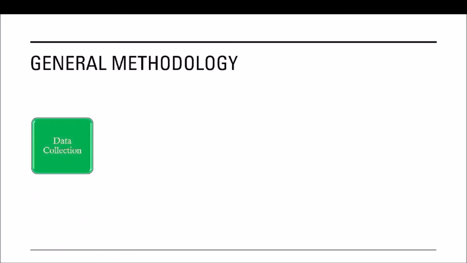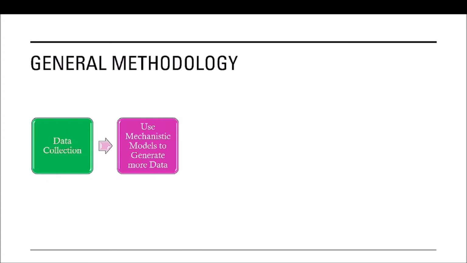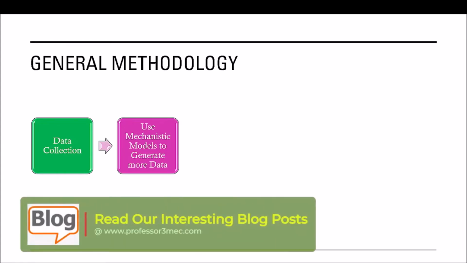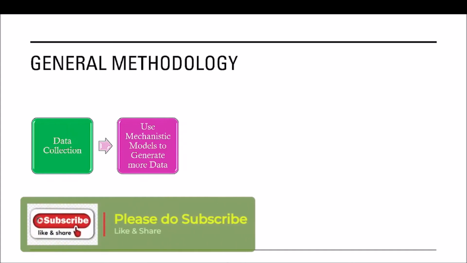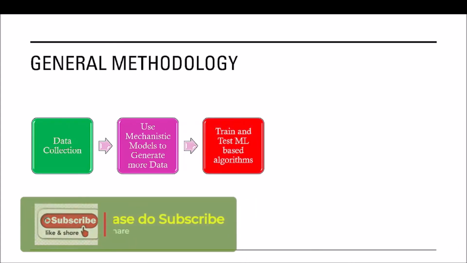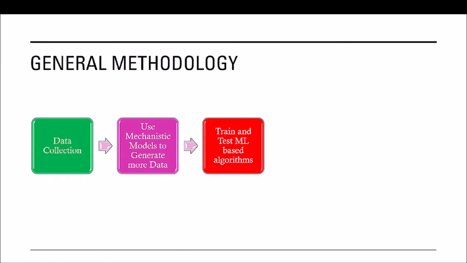So the general methodology is you start with the data collection for a specific problem. Then if you have the data, or if you can identify which data is missing, you can use mechanistic models like FEA analysis or probabilistic analysis, or do some experiments, to generate more data so that you have enough data to train and test your models. Once you have enough data available, you select an appropriate machine learning based algorithm and then train and test the model.